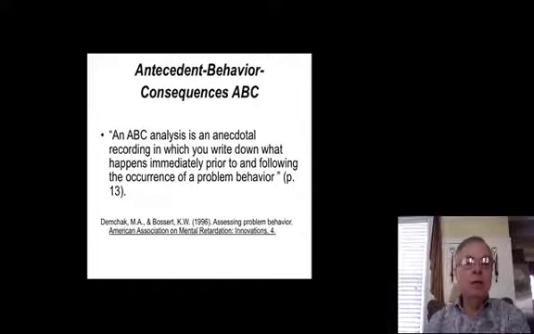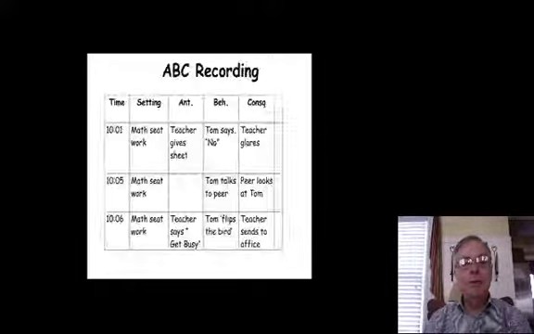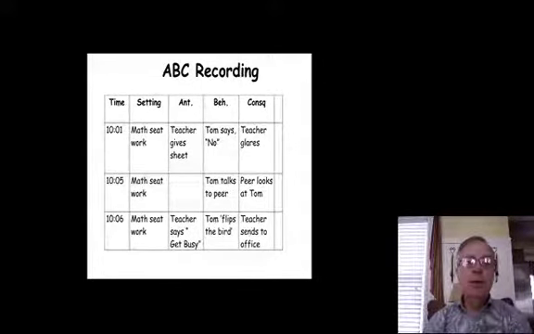The ABC recording sheet is like an indirect observation, an anecdotal recording in which you write down what happens immediately prior to and following the occurrence of a behavior. That's a quote taken directly from Dermack and Bossert 1996 in their publication Assessing Problem Behavior. This is a typical ABC recording sheet. I'm sure you've all seen hundreds of these.